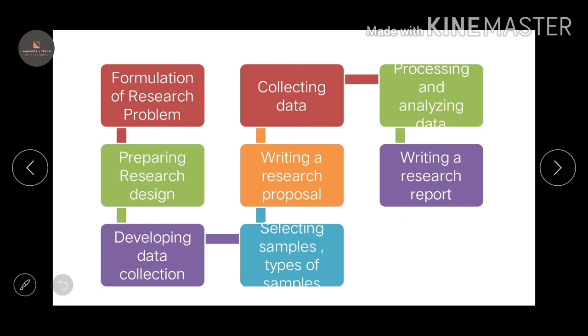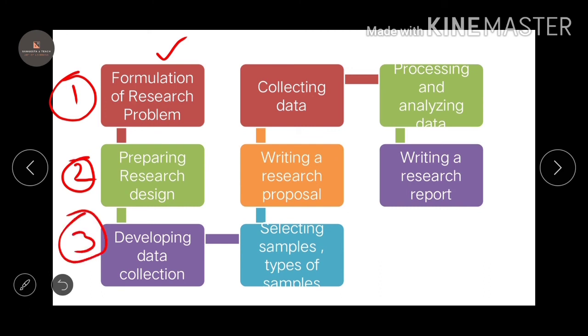So we say it is the formulation of the research problem. The first one is that you formulate what actually the problem related to the research is. Second thing, you prepare a research design, the blueprint of how you're going to do the research. Third, you develop the data collection. Then collect the data. This is the fourth one. You select the sample.